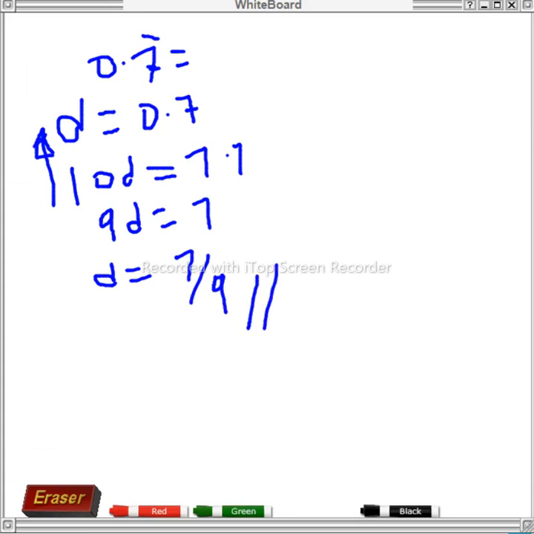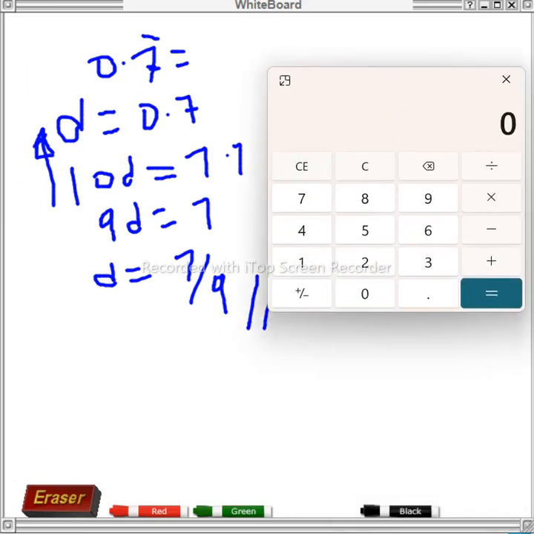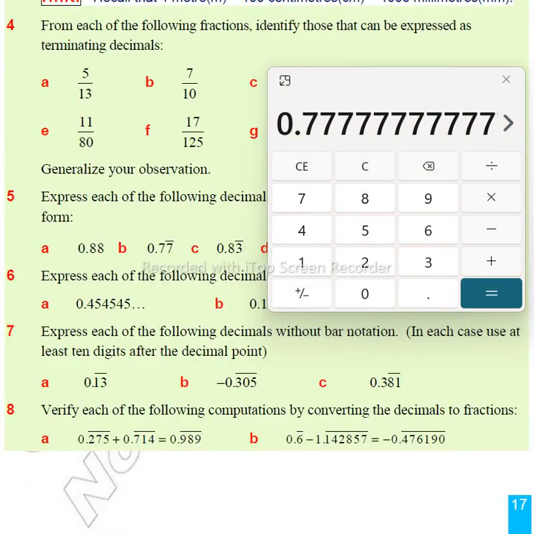It is already a simplified fraction. To check it, let us divide. You can use your calculator. Let us divide 7 by 9. As we see, 0.777 will be repeated. So this is our correct answer for D. And we will continue.